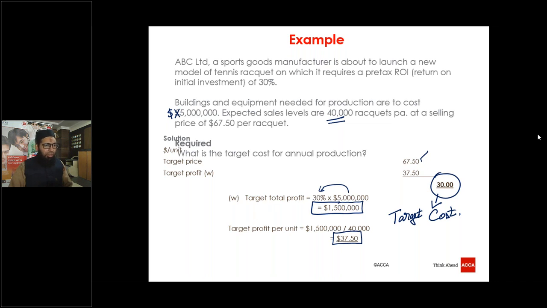Is there any question on target costing? Explain this again. One of the students has asked me, why do you involve ROI? Okay.